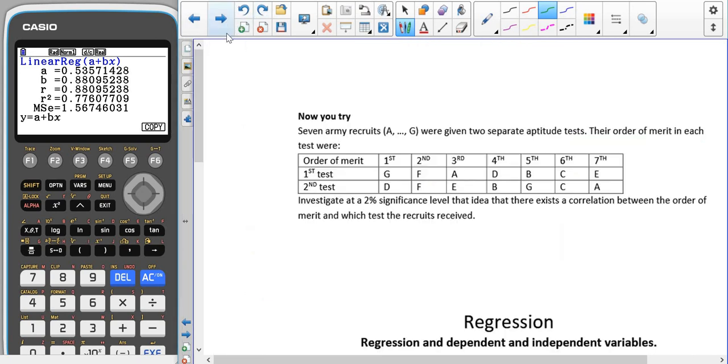I'd now like you to pause the video and give the Now You Try a go. Being careful because again, this time we have grades. Remember the smallest grade, A, B, C, D, E, F, G, G will be the smallest grade. And make sure that you rank both of the tests separately.